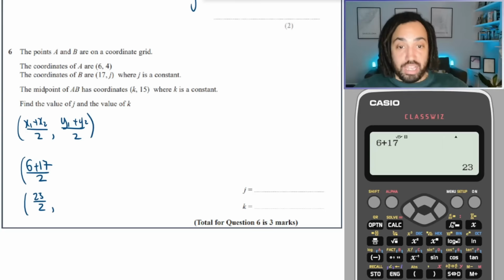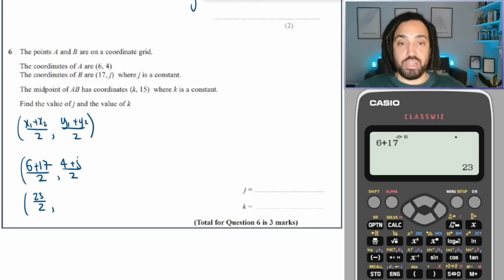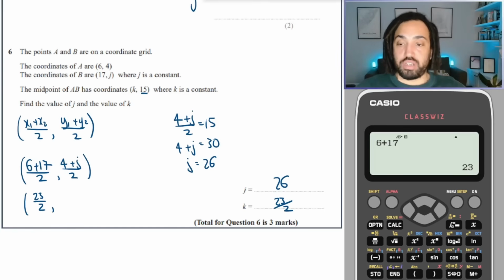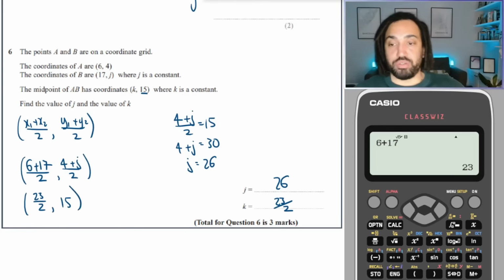And the y, well, that's going to be 4 plus j over 2. But we know that it's equal to 15, so we set up an equation. 4 plus j over 2 equals 15, which means 4 plus j is equal to 30, which means that j must equal 26. Okay, great. So j is 26, and k is the x-coordinate of the midpoint, which is 23 over 2.